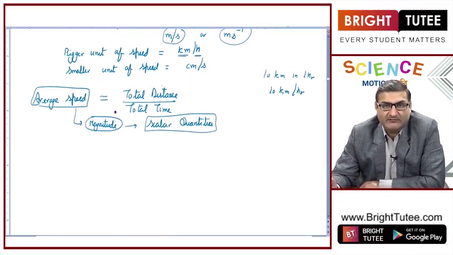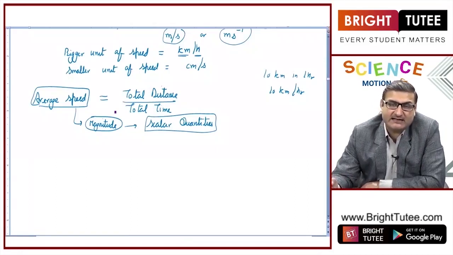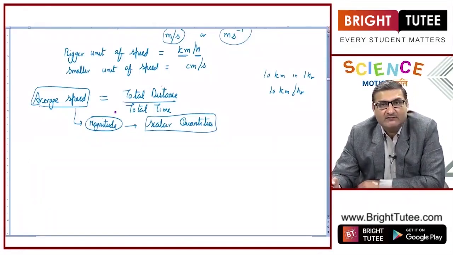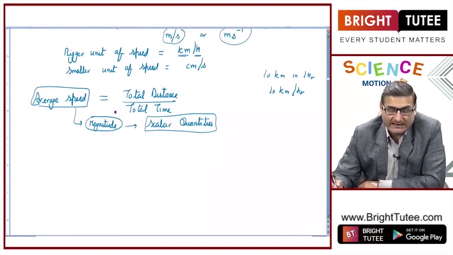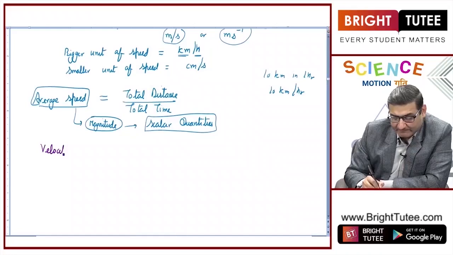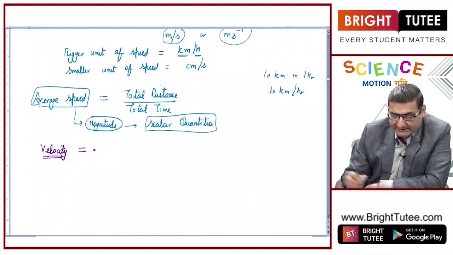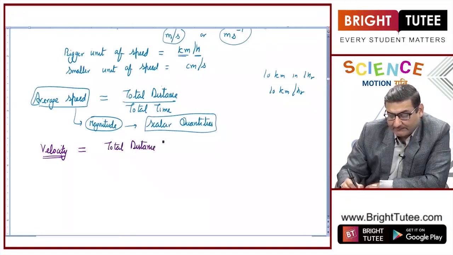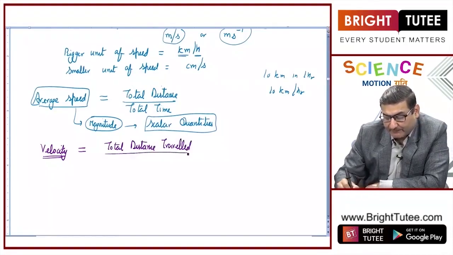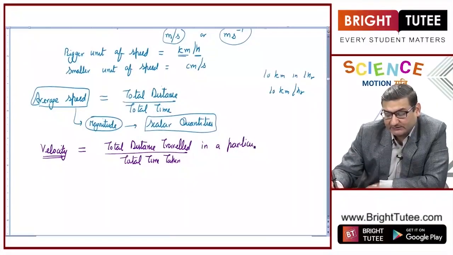But if an object is moving, even though it is in a straight line, but if it is taking a turn, if it is changing its direction, then we represent the magnitude as well as the direction of that particular object, and this gives us another quantity known as velocity. Now what exactly is velocity? Velocity is the total distance travelled by an object per unit time, that is total time taken, but the important thing is in a particular direction.